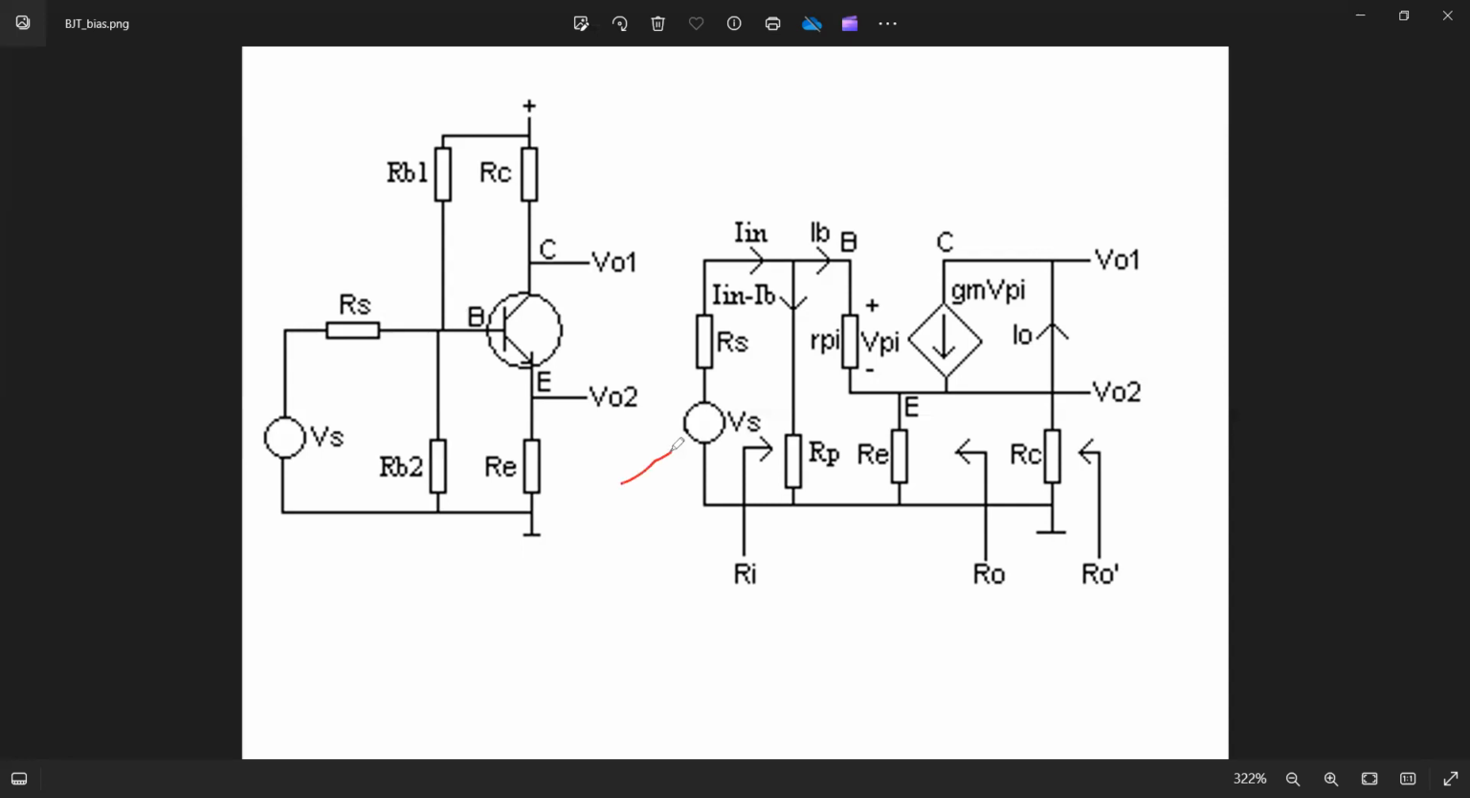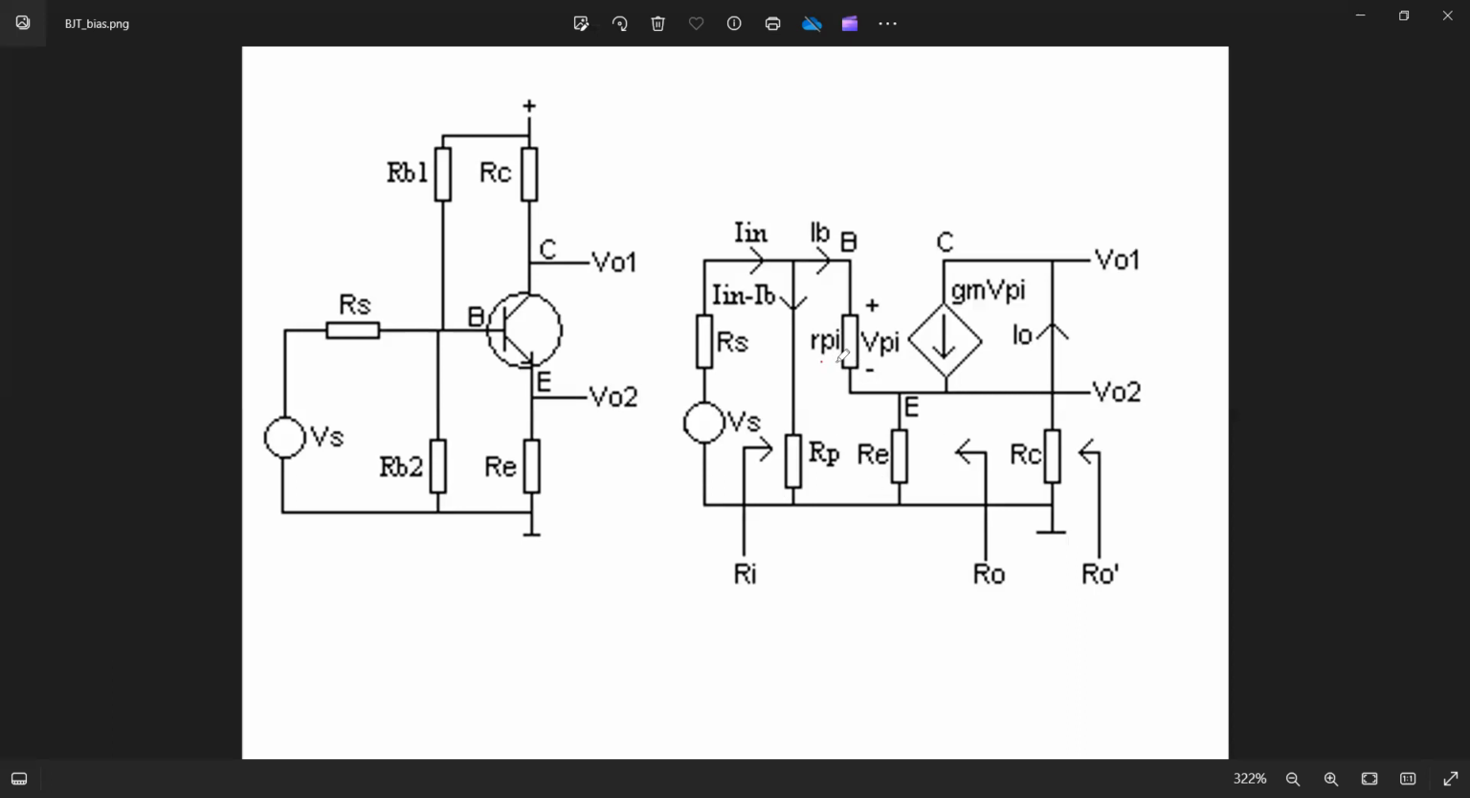So here you can see the small signal model of this transistor. This is a voltage source Vs with its equivalent series resistance Rs. You have the transistor, B, that is the base terminal, then that's the collector terminal, and then that's the emitter terminal. From emitter to the ground, you have this resistor RE, which is shown in the circuit.